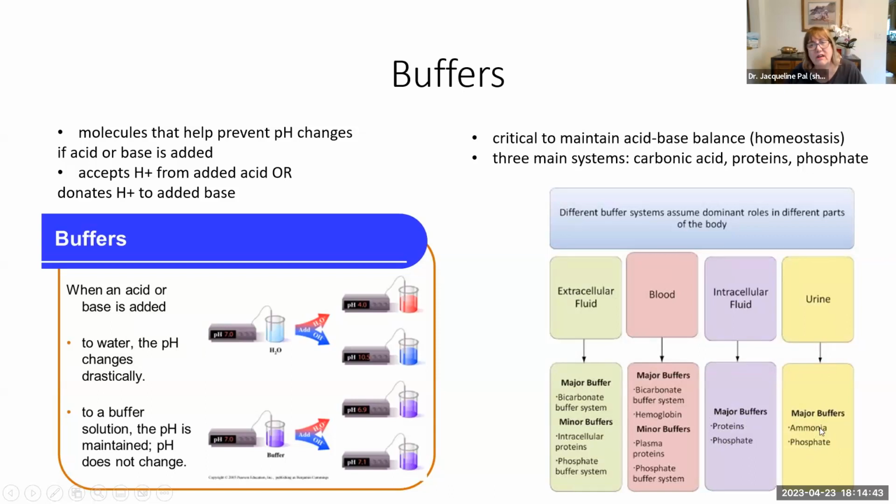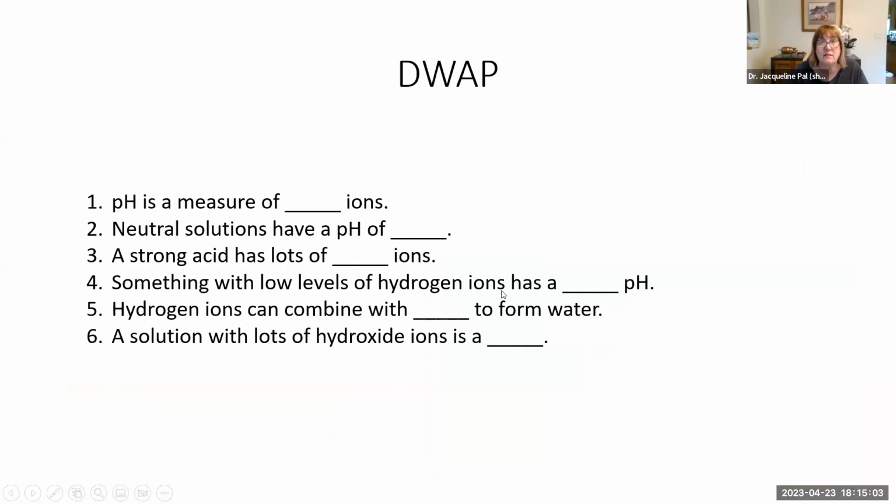And in our urine, it's different systems altogether. We still have the phosphate system, but then we also have ammonia and ammonium acting as buffers as well. So when we get to the right parts of the body systems, we will learn about the specific buffer system and how it works to keep us in homeostasis.